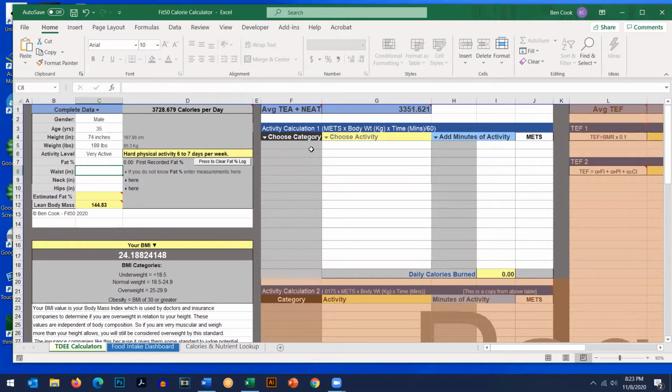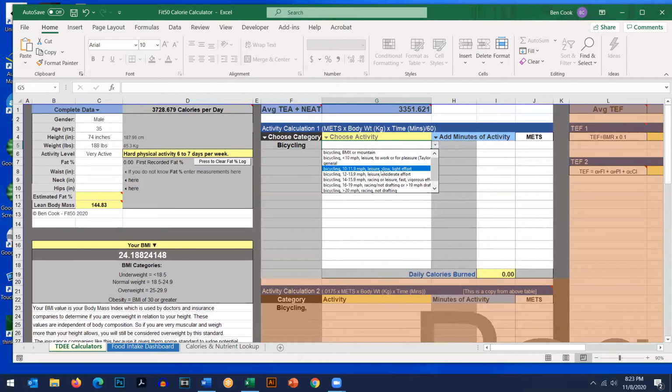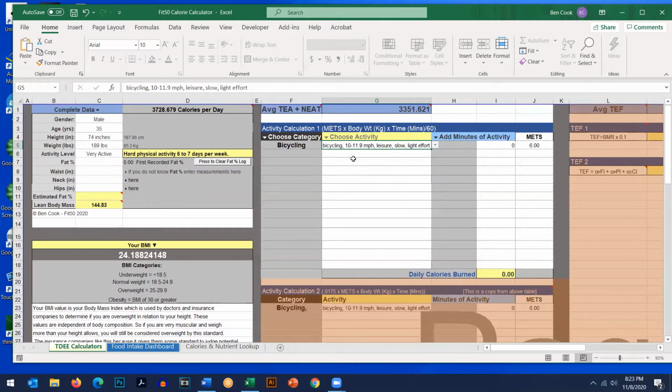So let's go over here and I'll show you how this works. Say I want to put in some activities. I've got all kinds of activities in here, but let's just take bicycling. And I want to choose an activity like bicycling for leisure, slow and light. I'm at 10 miles an hour, 11.9 miles an hour. And how many minutes did I do it? I did it for an hour, let's say. So that's going to be 60 minutes.